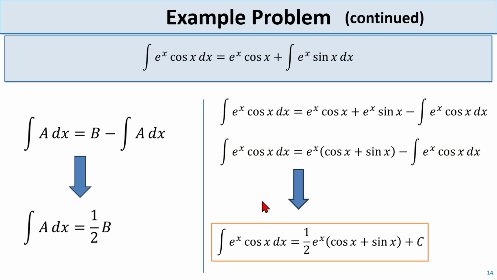and if we do that, we get that the integral of e to the x cosine of x is 1/2 this quantity. So 1/2 of e to the x times cosine x plus sine x. Then we just add our constant of integration at the very end of this expression.